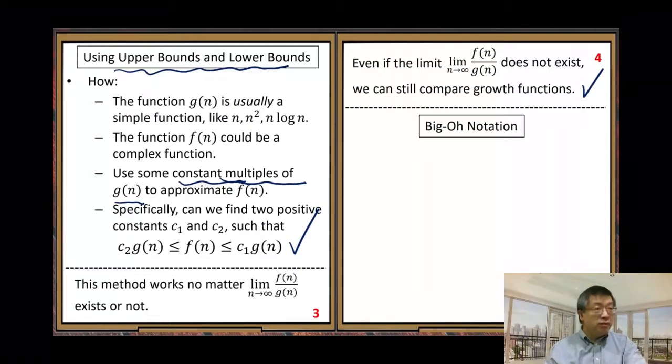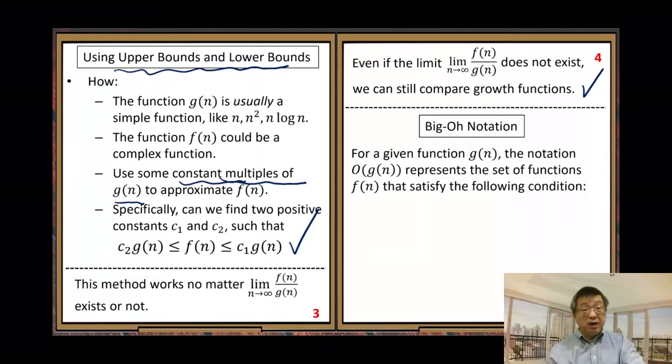So we need to do a very detailed discussion. Let me give you the formal definition. For a given function g of n, the notation big O of g of n represents a set of functions. So this notation is a set of functions. Here we use the concept of a set, a set of functions f of n that satisfy the following conditions.